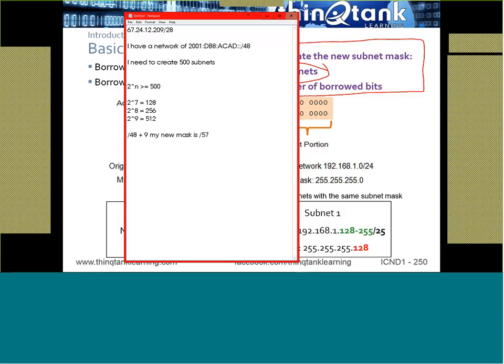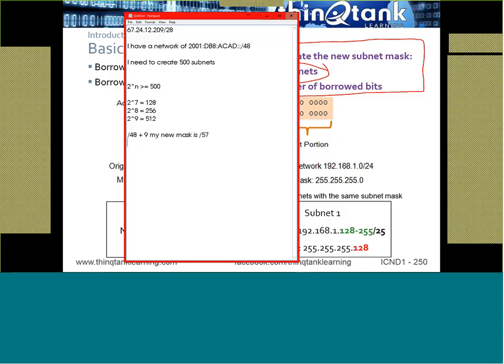And by the way, it's just the way it's calculated. Why did I come up with this formula? I didn't come up with this formula. This is how it's done. Every time you borrow a bit from the original mask, you're creating subnets. The number of bits you borrow will determine the number of subnets you create. All right?